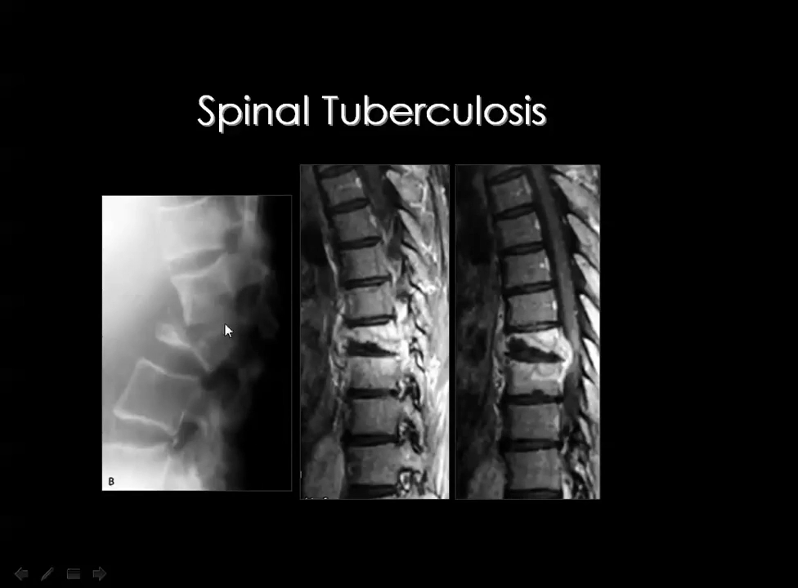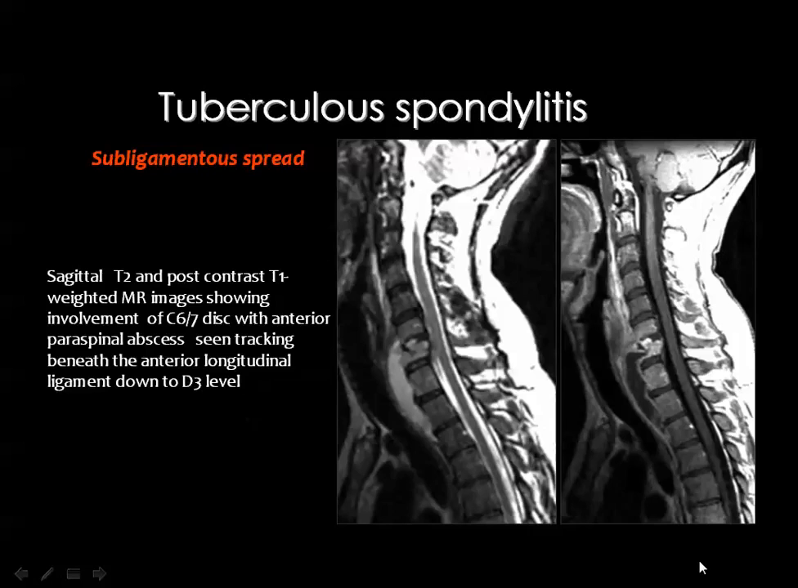By the plain film, you can see collapse of one of the vertebral bodies with involvement of the disc, and you cannot appreciate involvement of the above vertebra. But in MRI, this is not the same case, of course, and you can appreciate the affection of the vertebrae, and more importantly, the detection of inflammatory granulation tissue inside of the spinal canal.